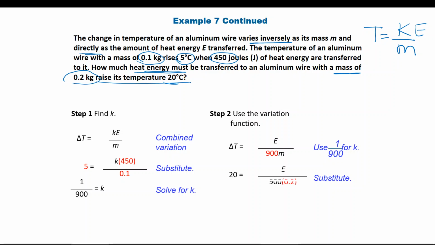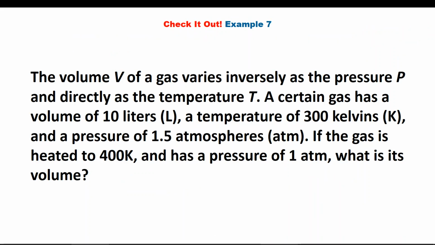So let's set it up. 20 equals E over 900 times 0.2. And when we do our algebra, we can solve for E and find out that E is 3,600. So what that tells us is the amount of heat energy that must be transferred is 3,600 joules. All right, try this one on your own.